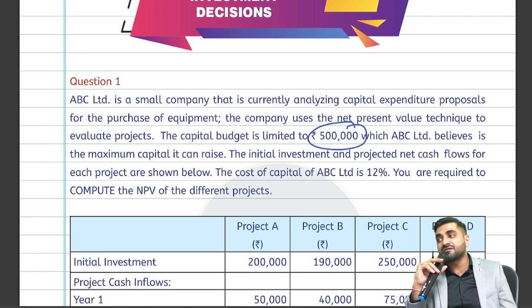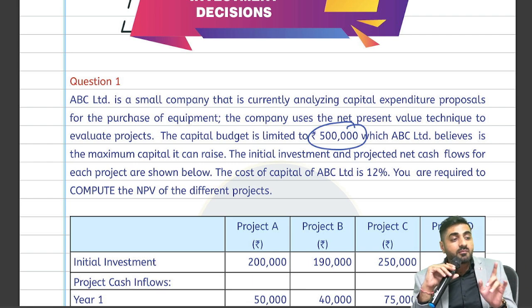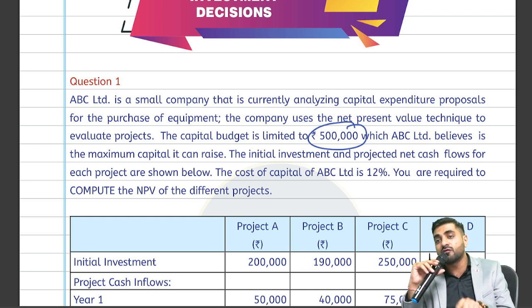If this is rupees 5 lakhs, please tell me, is this money coming in or money going out? The capital budget is limited to rupees 5 lakhs. So that's why can I say this is nothing but we want to spend rupees 5 lakhs for a particular project? Come on, yes or no? Yes, this is the limit. But then this is the maximum capital it can raise. Now we will see, we have to compulsorily only go for the projects which are less than 5 lakh rupees. I hope you are understanding this.